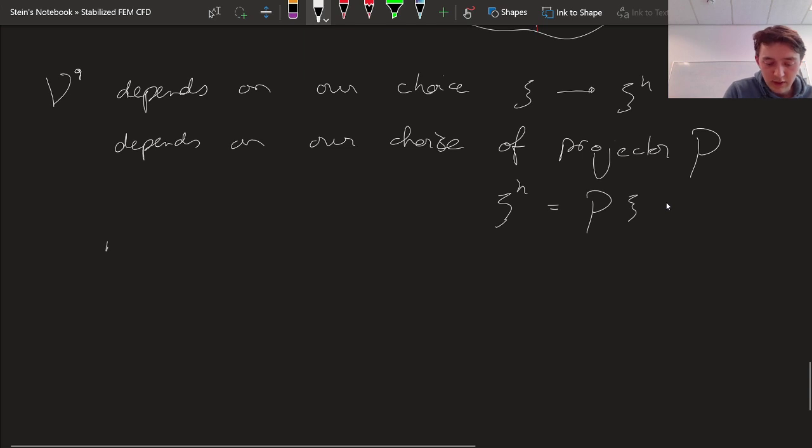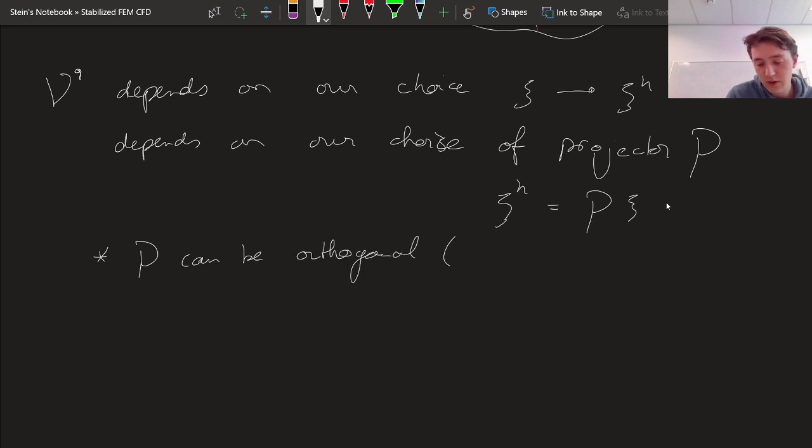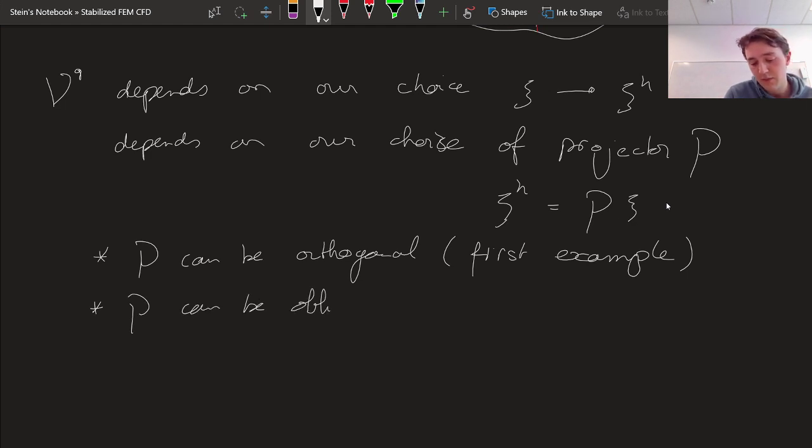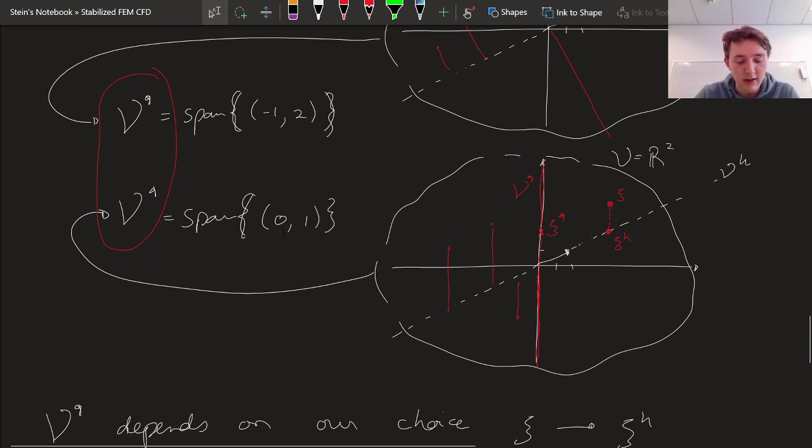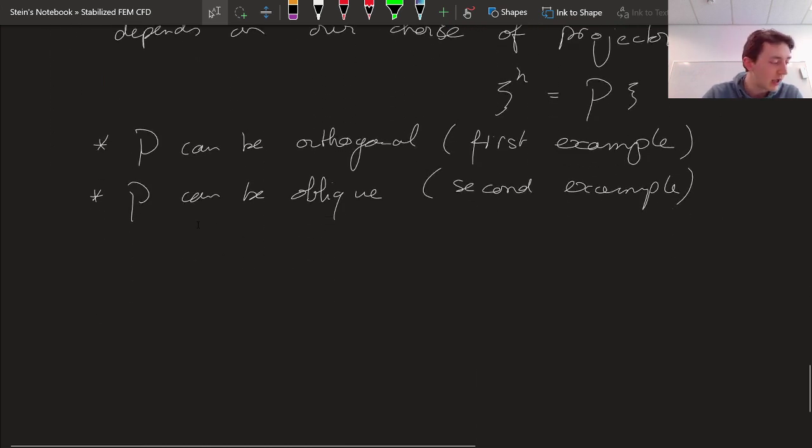So let me explicitly say that. P can be orthogonal, first example, and P can be oblique, second example. So after we've made this choice, somehow our fine scales immediately follow from that, and our fine scale space does as well. So how does that work?